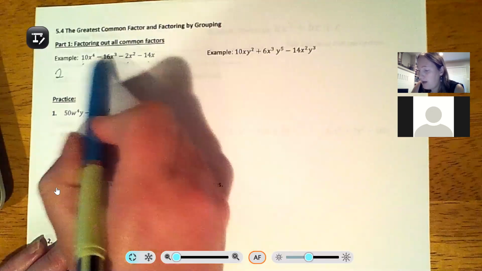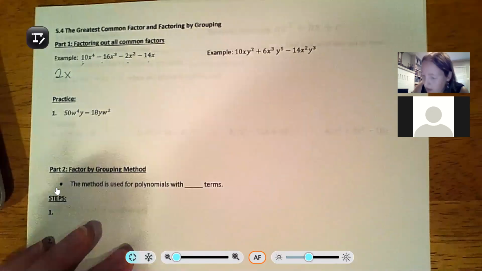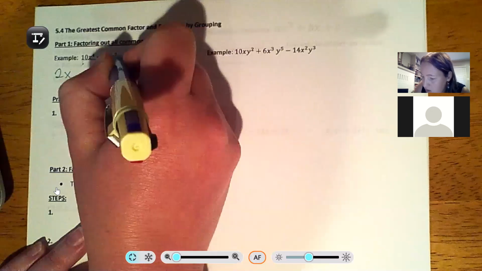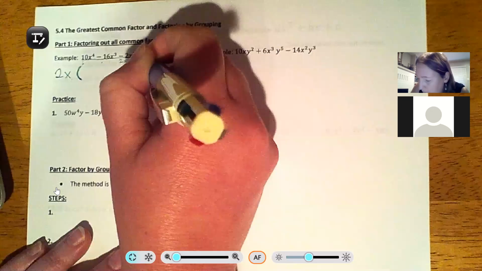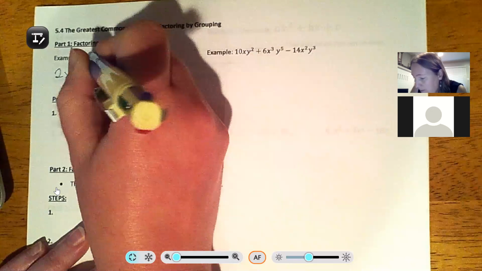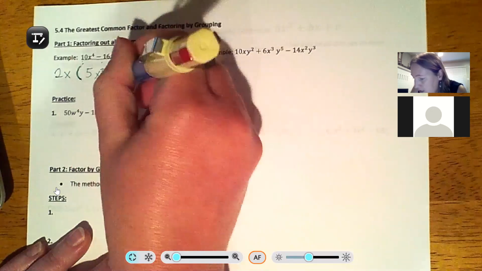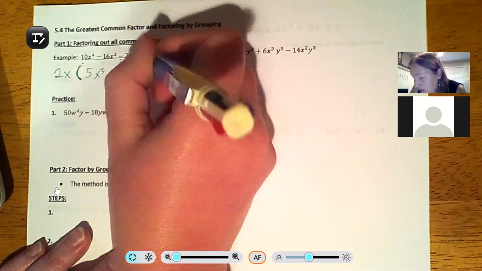and then for the variable part, they all have at least an x. So I can divide out an x. So essentially what I'm doing is I'm now dividing this by 2x to undo the fact that I'm multiplying here. So if I divide, I'd end up with 5x to the third minus 8x squared minus 1x, or just x, and then minus 7.